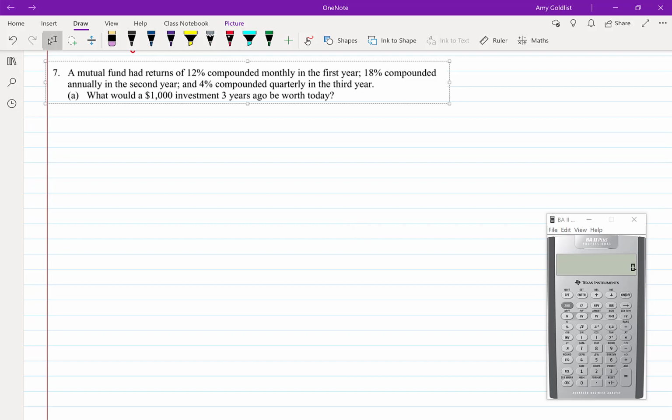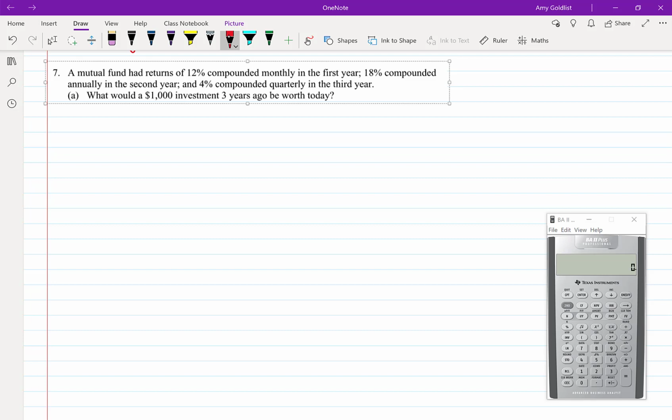Finally, question 7. A mutual fund had returns of 12% compounded monthly in the first year, 18% compounded annually in the second year, and 4% compounded quarterly in the third year. What would a $1,000 investment 3 years ago be worth today? So we can do this in multiple ways.